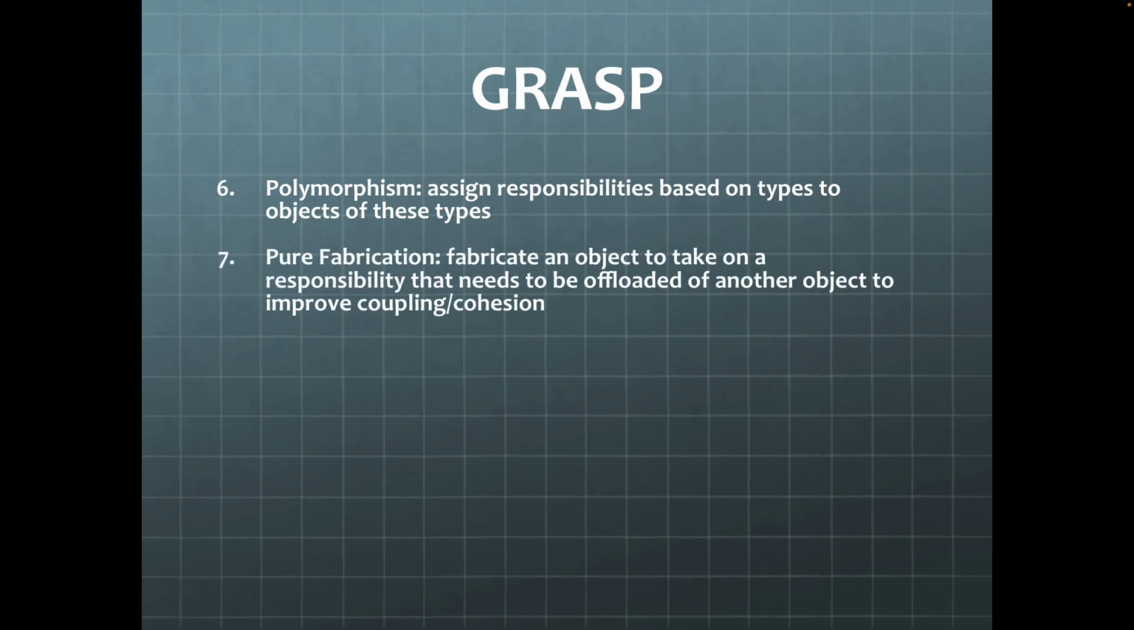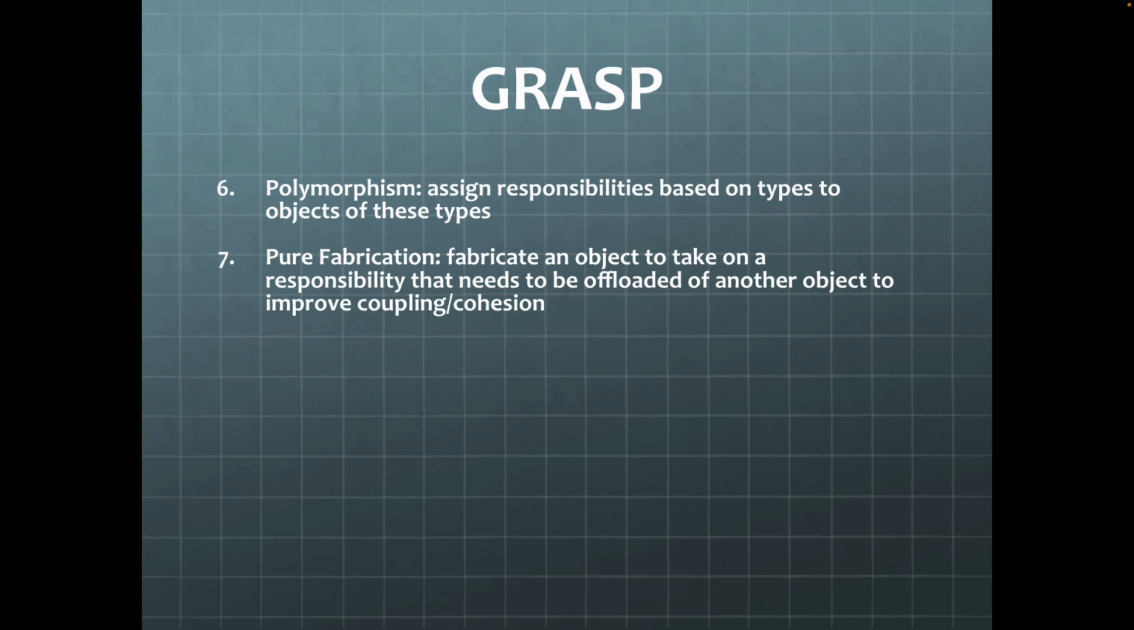Pure fabrication is a cop-out. So basically this is saying if you thought about all the other patterns and you couldn't come up with a good satisfying object to put the responsibility on, you can just invent your own pure fabrications. So this is an example of if you have a class, for example, postal code service, it is a bit of a pure fabrication.